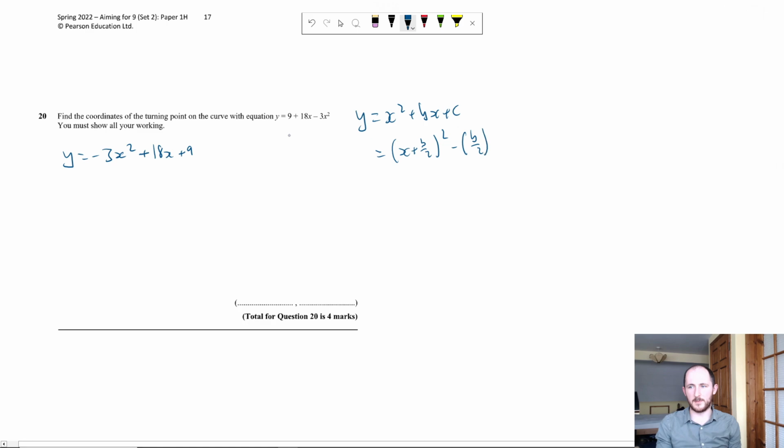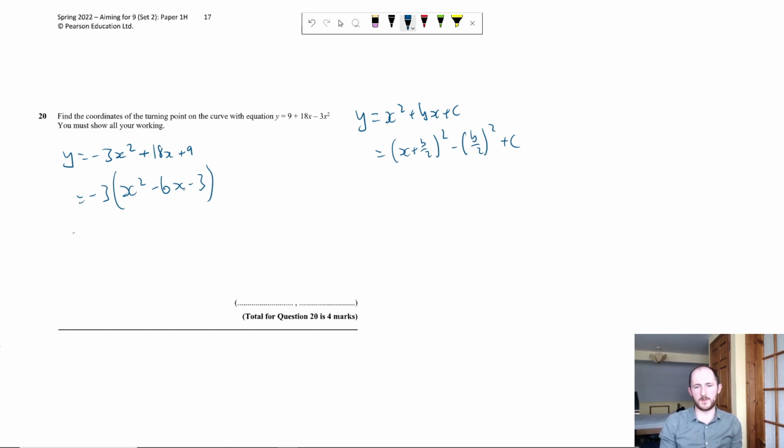Bear with me, this does take a bit of time. If you notice, it doesn't have anything in front of the x squared. So what we're going to do is factorize it out, right? Minus 3, open bracket, we get x squared minus 6x, because all of these signs have now flipped, because we factorized out a negative sign.